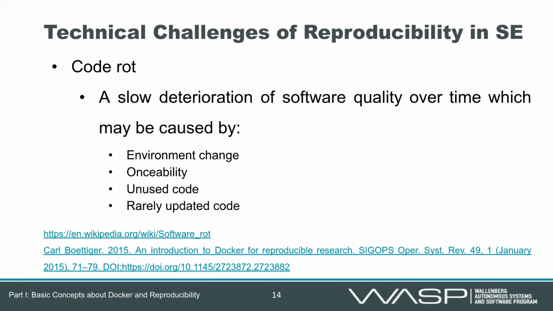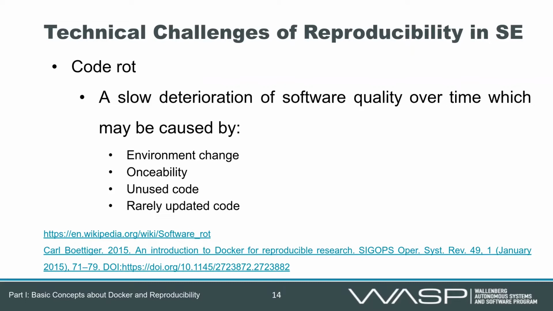Okay, so the third one is called code rot. Code rot is defined as a slow deterioration of software quality over time, and there are several reasons which can cause it. For example, environment change. When we upgrade our operating system or our JDK version, if you run Java projects, then you might not be able to run the previous, legacy projects in your local environment. And also there is onceability. I think it means the ability to reinstall or set up the environment again once you have already made it.